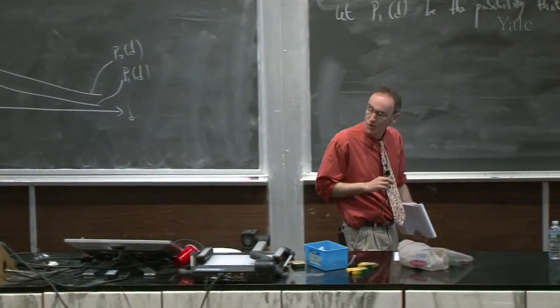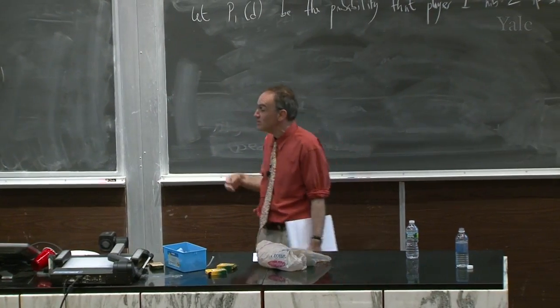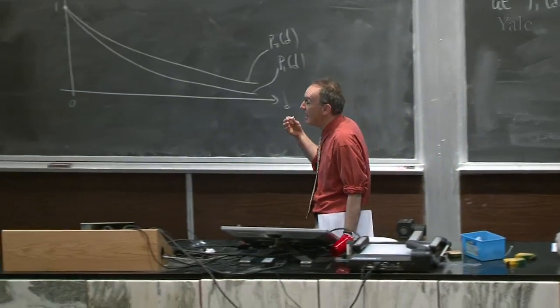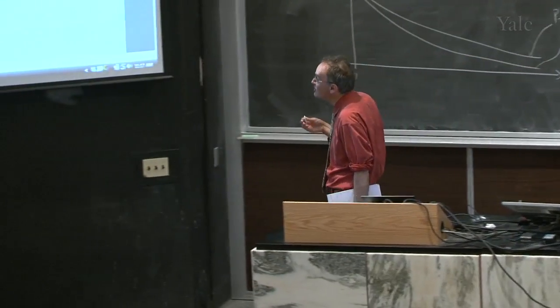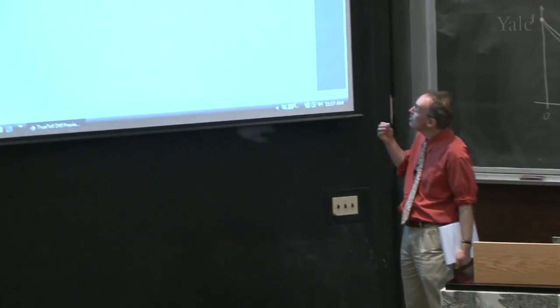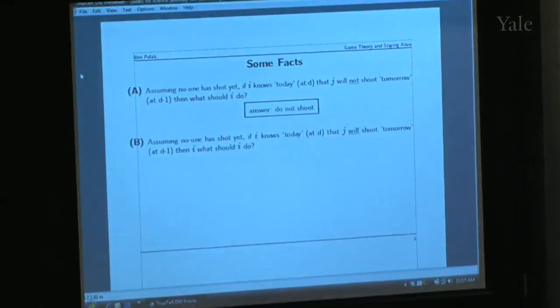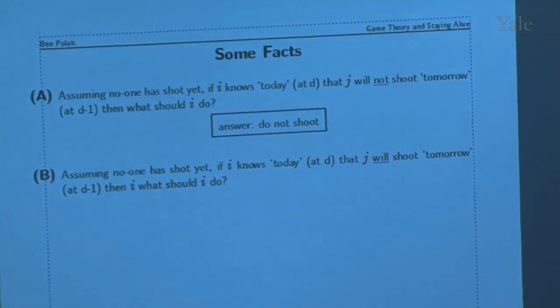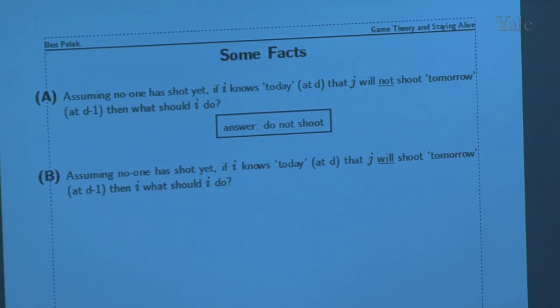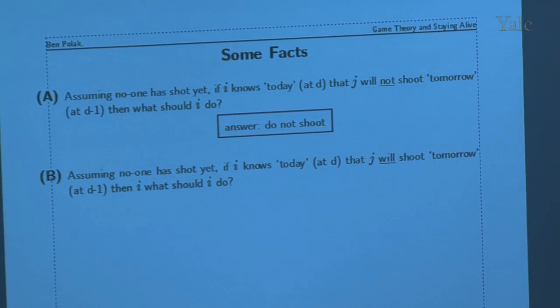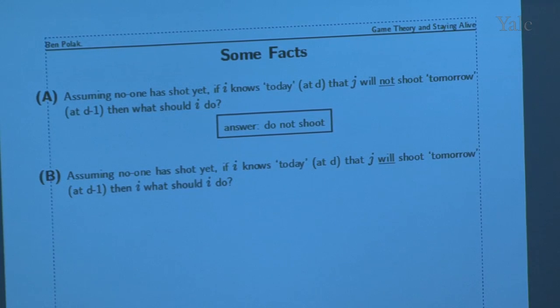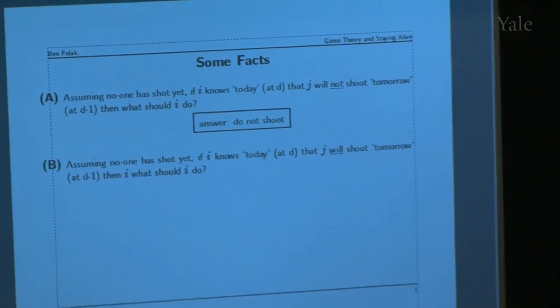Suppose that, once again, it's Willis's turn, nobody has shot the sponge yet, and suppose this time that Willis knows, for whatever reason, that Andrew will shoot tomorrow. So Willis just knows that tomorrow Andrew's going to shoot. Andrew's going to be at D minus 1, Willis is at D. Now what should Willis do?